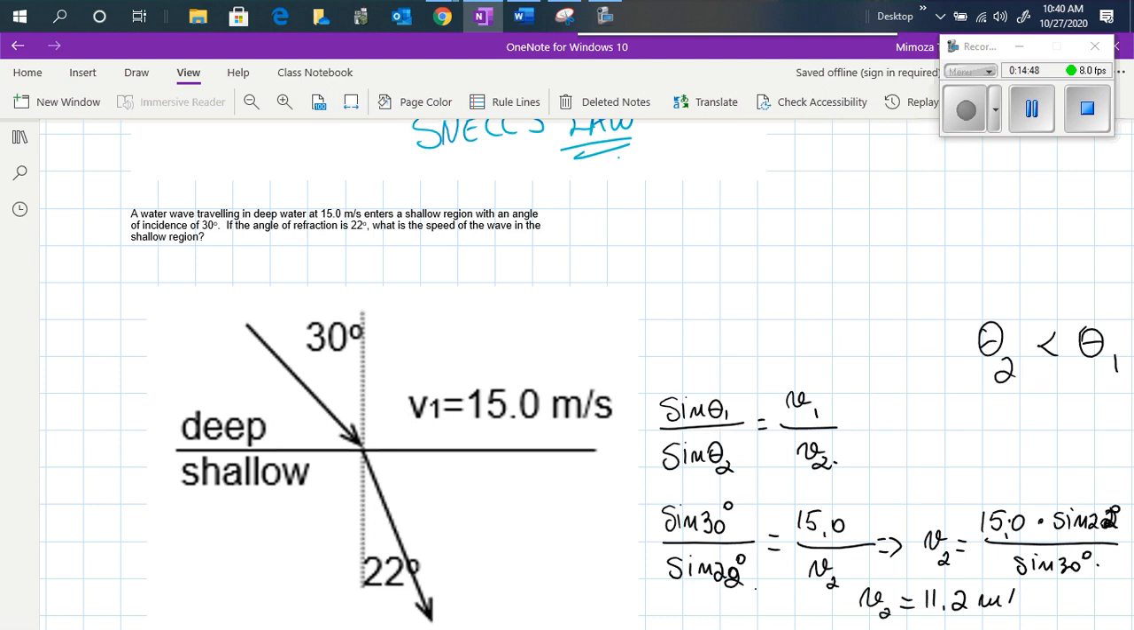Then V2 is 11.2 meters per second. So as I said, if the angle in one of the mediums is smaller than the angle in the other medium, then we can say that the wave is traveling slower than in the other one. Do you have any questions?